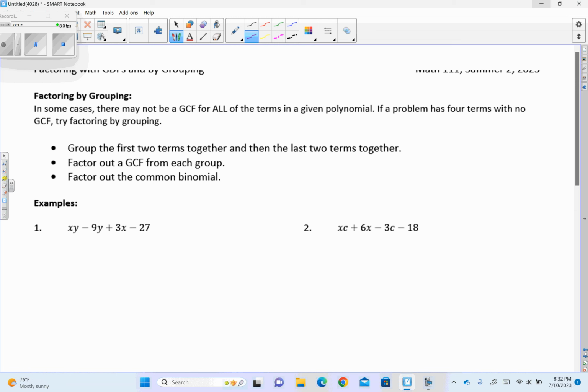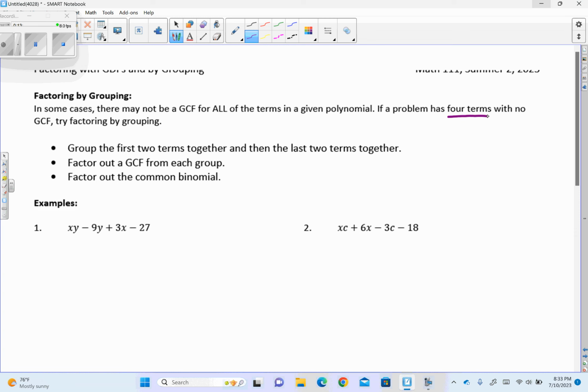So what this really leads to is this next topic that we're going to look at, which is called factor by grouping. When we would want to do this is, in some cases, you're going to find that there may not be a GCF for all of the terms in a given polynomial. So when I'd be looking to do factor by grouping is if the problem has 4 terms and there is no GCF for all 4 of the terms, then we'll look at factor by grouping. So the strategy is listed next.